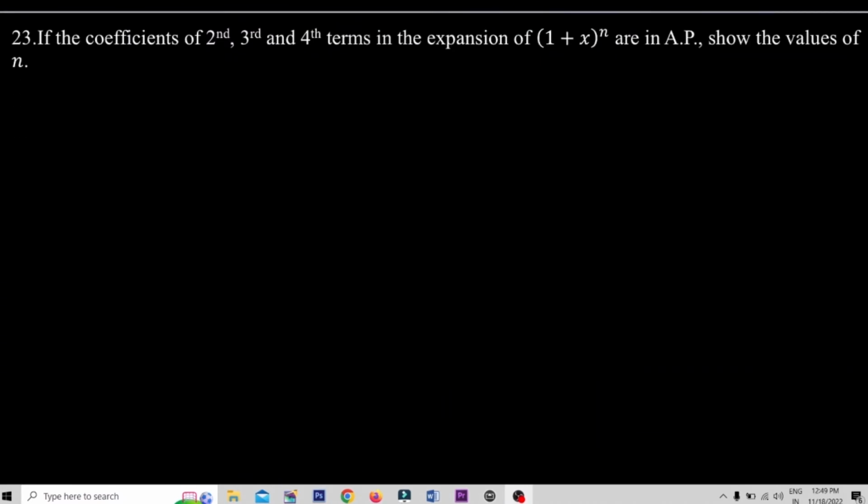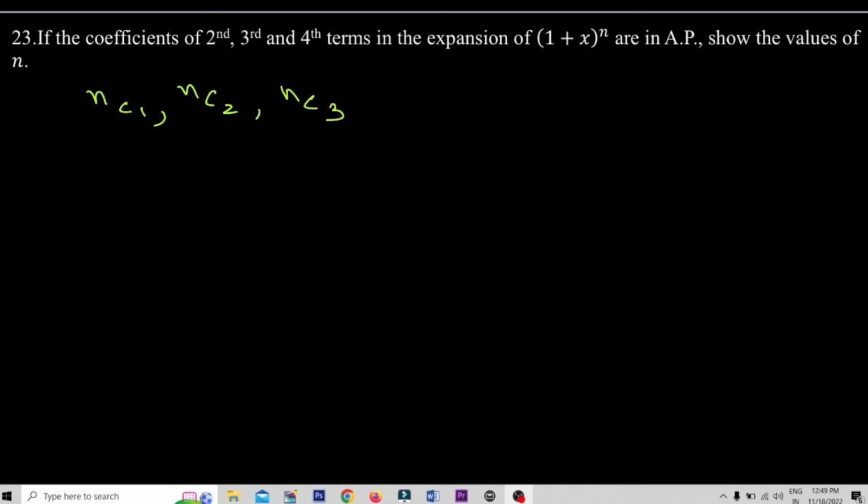Next, let us go to question number 23. If the coefficients of the second, third and fourth terms in the expansion are in AP, find the value of n. Actually, it is a similar type of sum as the previous one. So nC1, nC2, nC3 are in AP.